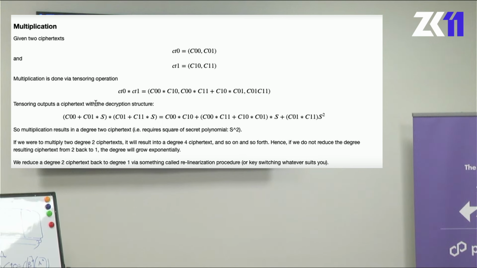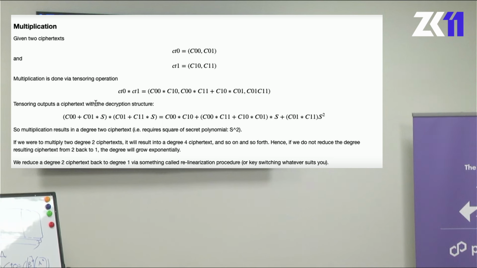So we know that this is the decryption structure of these values, right? Because when you multiply S with A and add B, it is equivalent to M plus E. The same applies for this one. So to multiply two ciphertexts, you actually perform tensoring of these components. You tensor these two ciphertexts.